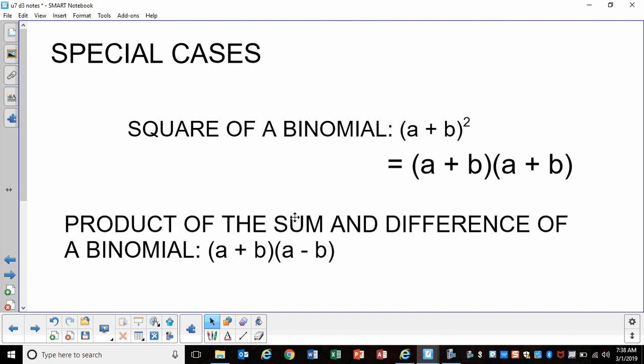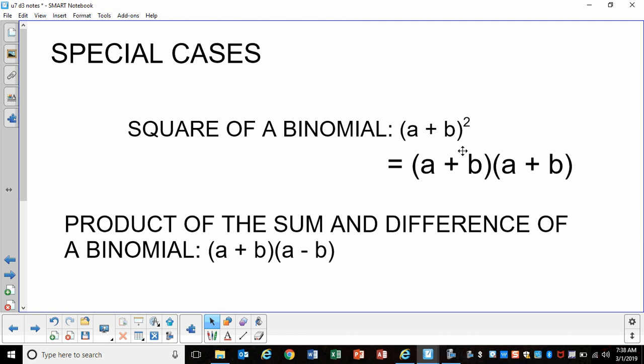And then the other one is the product of the sum and the difference of binomials. So same binomial, but one's being added, one's being subtracted. These are the special cases, and they actually do make a difference. If you know about them, it helps you take a shortcut to factoring or multiplying. And I'll tell you about those shortcuts.